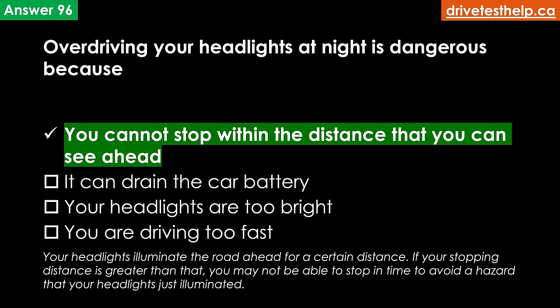Your headlights illuminate the road ahead for a certain distance. If your stopping distance is greater than that, you may not be able to stop in time to avoid a hazard that your headlights just illuminated. For example, your low beam headlights have about a 45 meter range. But at 80 kilometers an hour, your stopping distance is 60 meters. Your headlights may pick up a hazard at 45 meters, but at that speed, you won't be able to stop in time to avoid it.